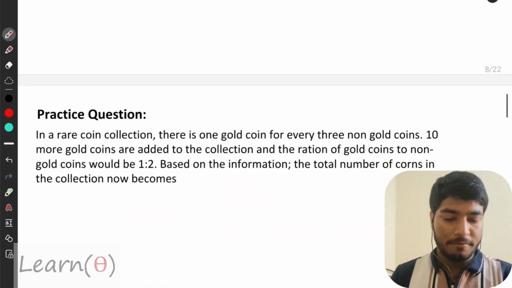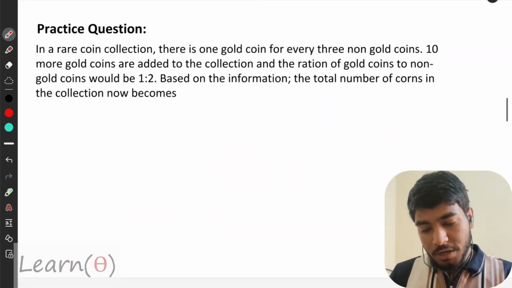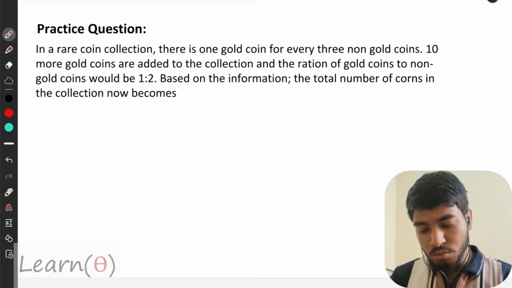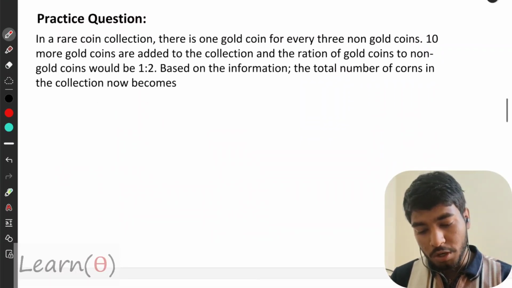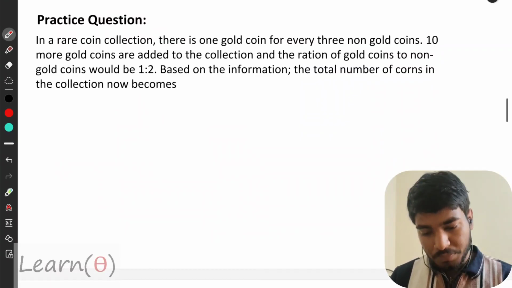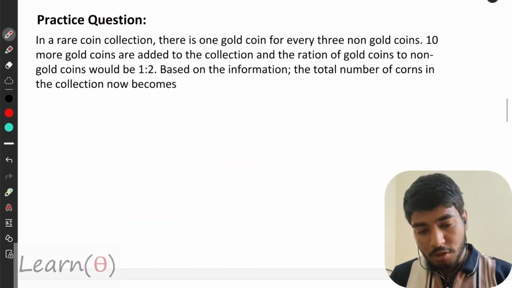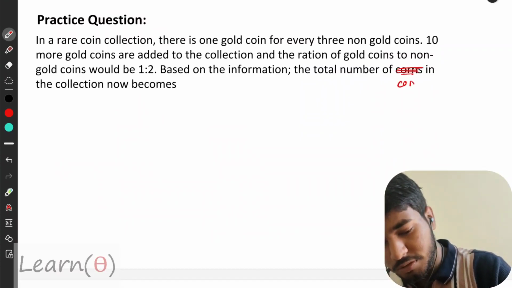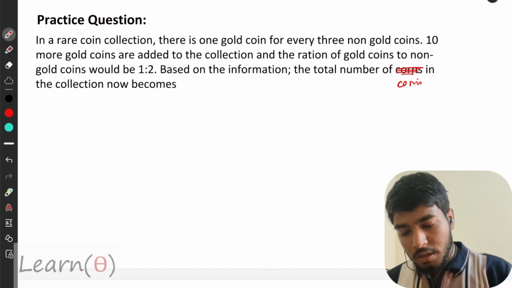Okay guys, fine. If a rare coin collection has one gold coin for every 3 non-gold coins, 10 more gold coins are added to the collection and the ratio of the gold coins to the non-gold coins is now 1:2. Based on the information, the total number of coins in the collection now becomes how much? Sorry for the spelling mistakes over here.